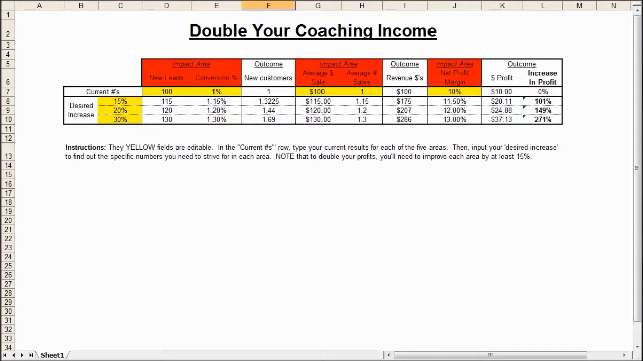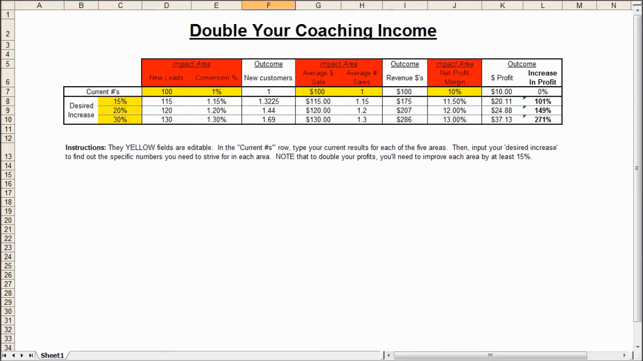So we have new leads. That's the number of people that you talk to in a given amount of time, let's say in a month. And then there's the conversion rate, the rate at which those prospects or leads are converted into paying customers. Then you've got the average dollar value per sale, and just for the sake of the example, we'll set that at $100. And then the average number of sales per customer over the lifetime of them doing business with you.